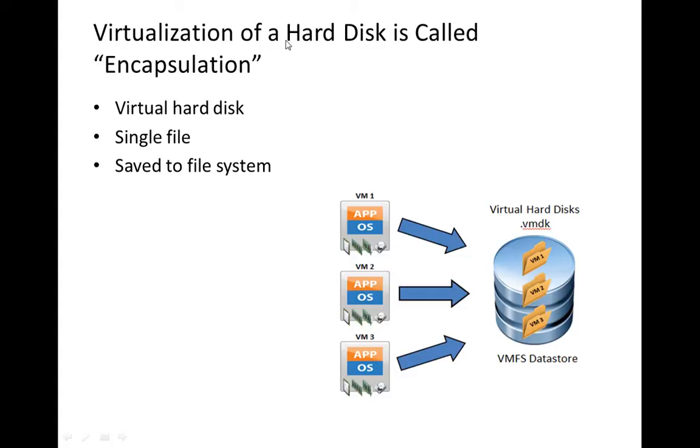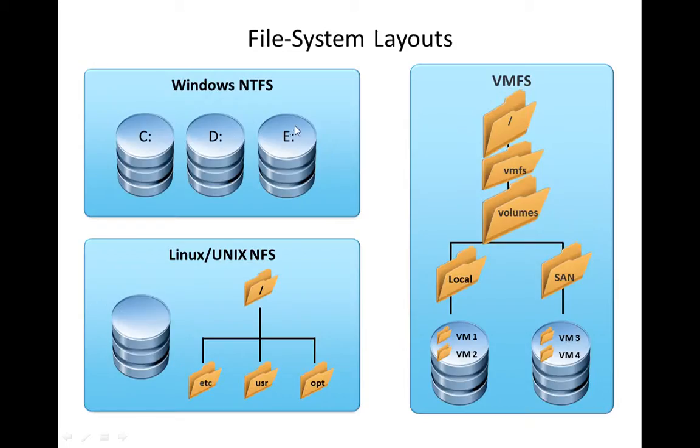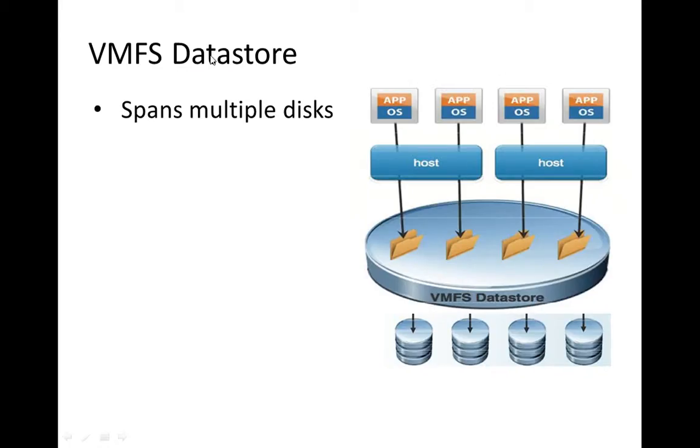Encapsulation describes the virtualization of a hard disk. The virtualization of a hard disk is called encapsulation. A virtual hard disk is a single file which is saved to a file system. You're probably familiar with the Windows NTFS file system and the Unix Linux NFS file system. Well, VMware has VMFS, the virtual machine file system, which spans multiple disk arrays. A VMFS Datastore is a logical volume which spans multiple disks.